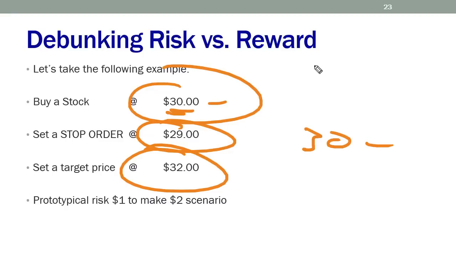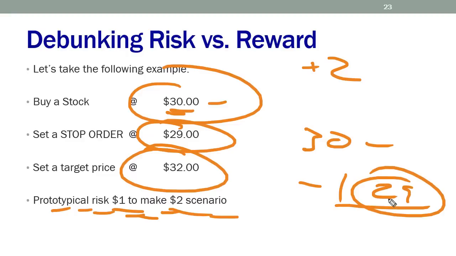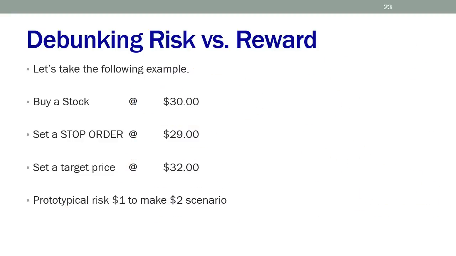And then up here, you're trying to make $2, but you only want to risk one, right? It's a prototypical risk one to be able to make two scenario. Everybody comfortable? Okay. Want to make sure, because if we're not good, we can't go on. All right, so your stop order is set at 29. Boom! If you hit the stop, you're out of the contest. But if you hit 32, you hit your target and you made $2. Yes? Good? Okay. Excellent.